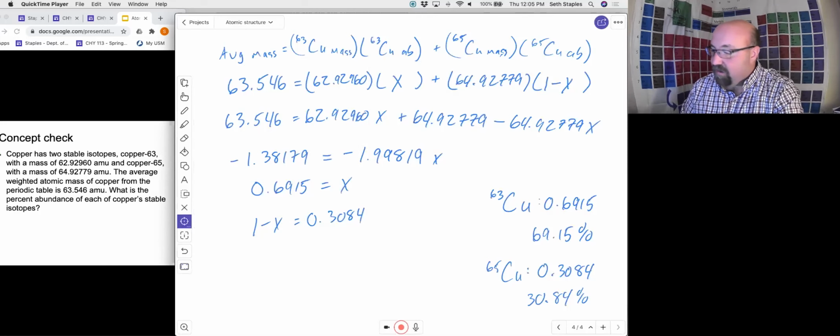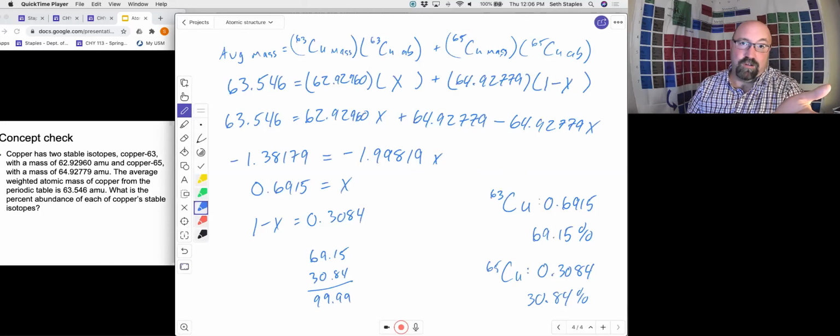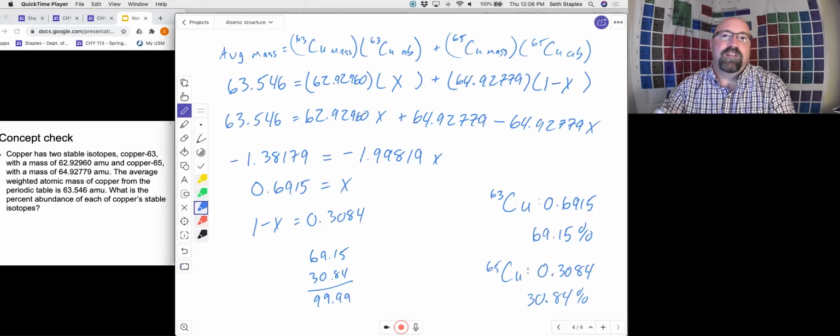But as a final check right here, we can just take a peek. Again, we know that the percent abundances have to equal 100. 69.15 plus 30.84 gives us 99.99. Again, pretty darn close. That 0.01 is just a difference in rounding, and so that might happen. I encourage you to do final checks like this to make sure that you are in the ballpark. So again, 99.99 tells us there's a rounding difference somewhere, and that's fine.